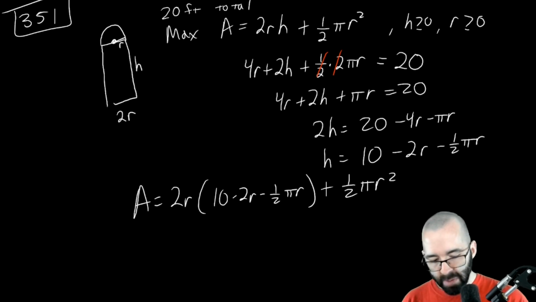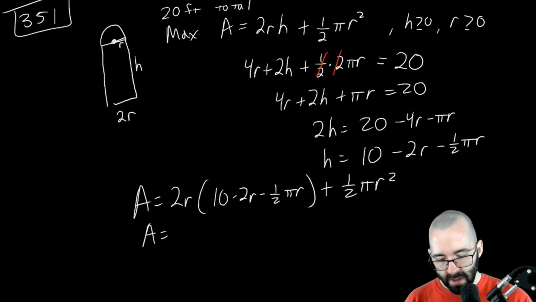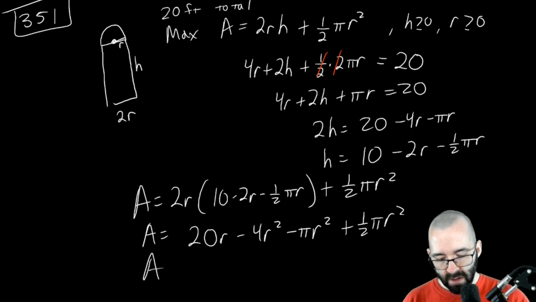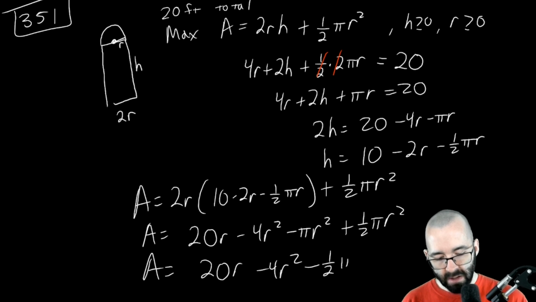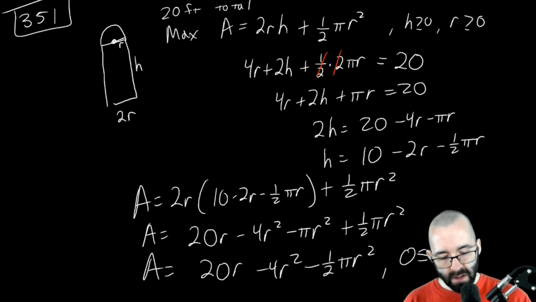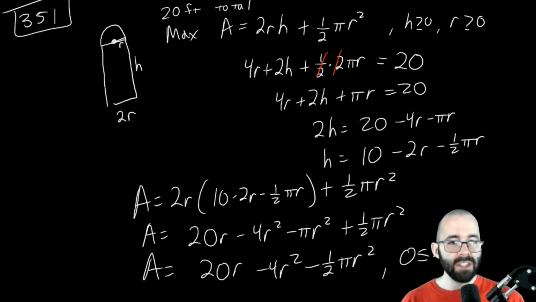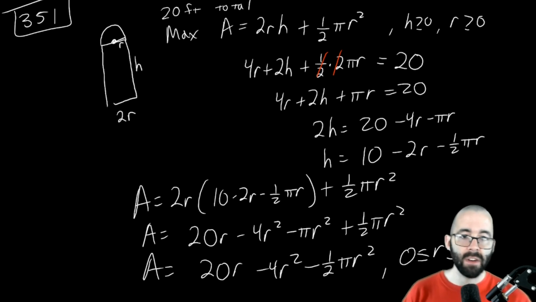And you could simplify this a little bit, and they probably do. Distribute: 20r minus 4r squared minus pi r squared plus 1/2 pi r squared, so area equals 20r minus 4r squared minus pi r squared plus 1/2 pi r squared, which is going to be minus 1/2 pi r squared. So r is bigger than 0, but since h has to be bigger than 0, that gives us an upper bound on r as well.